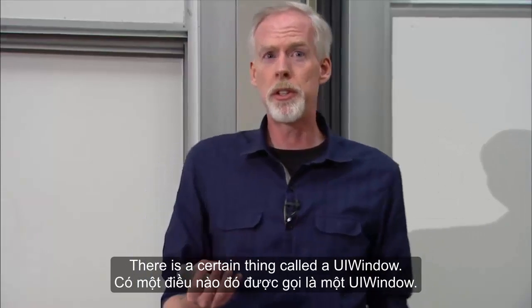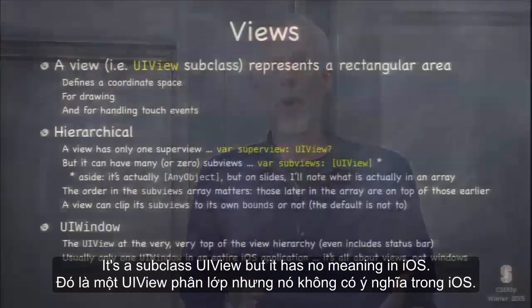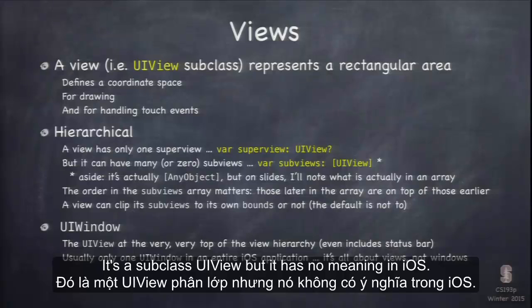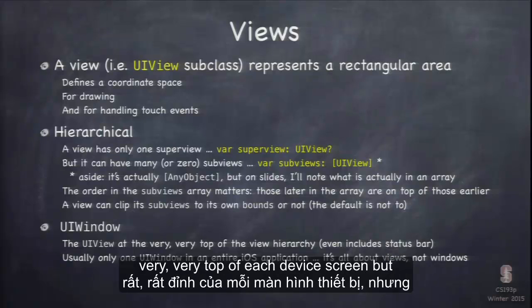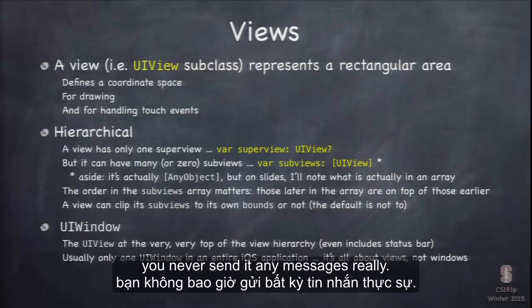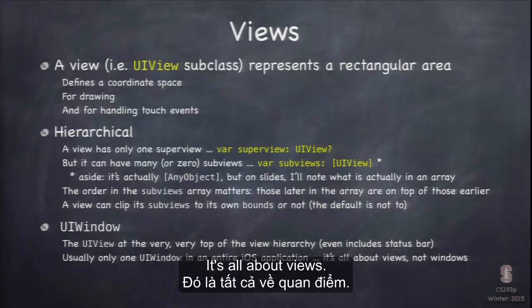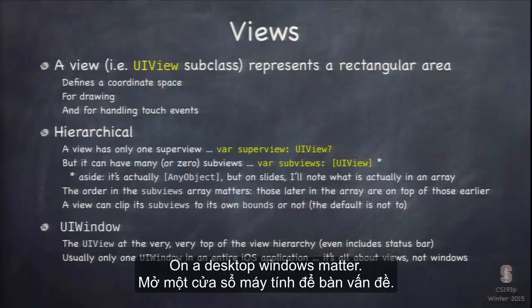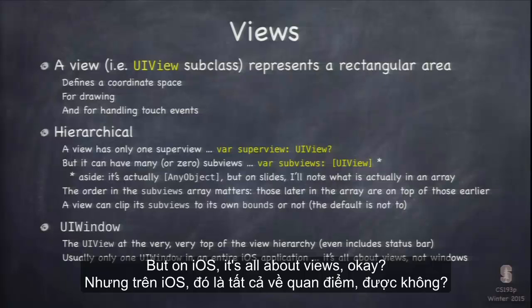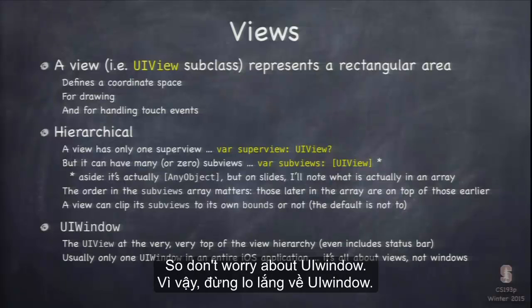UIWindow, there is a thing called a UIWindow. It's a subclass of UIView, but it has no meaning really in iOS. There is a UIWindow. It's at the very, very, very top of each device screen, but you never send it any messages really. You don't interact with it. It's all about views. Okay? On a desktop, windows matter, but on iOS, it's all about views. Okay? So don't worry about UIWindow.